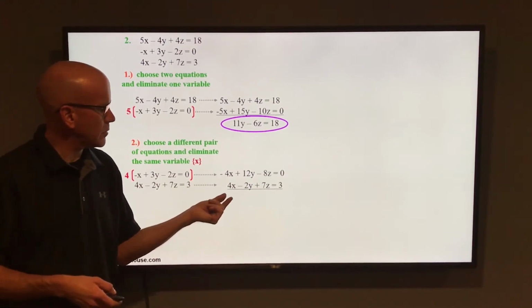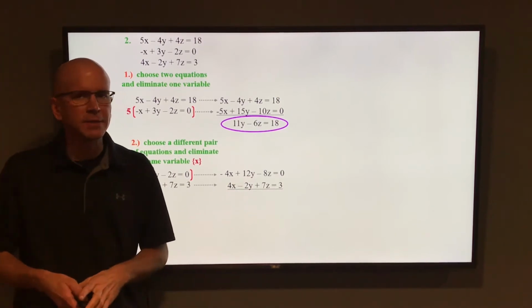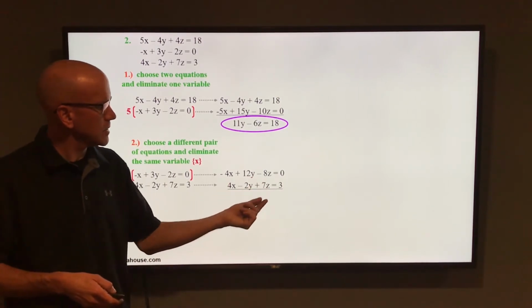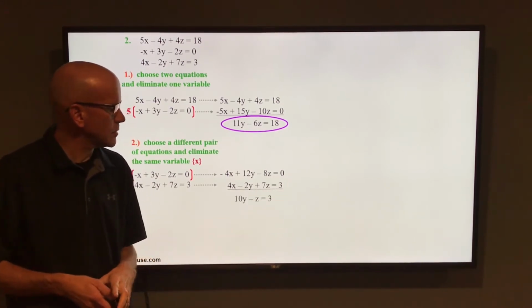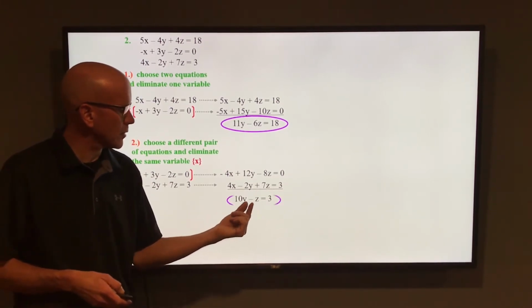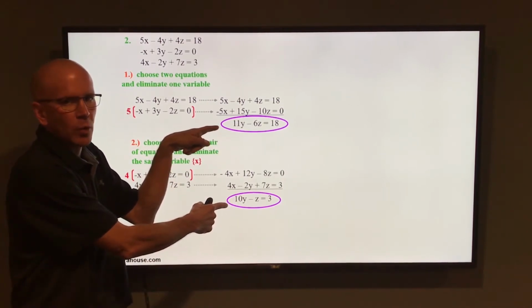So if you add those together, you can see the x's are eliminated. 12y, negative 2y, that makes 10y. And negative 8z and 7z, if you add those, that is negative z. Also on the end, 0 and 3 is 3. So 10y minus z equals 3. Circle that, mark it somehow. We're going to put these two together and eliminate one of the variables.